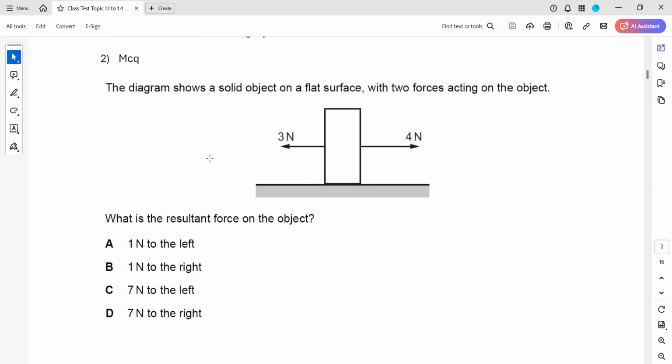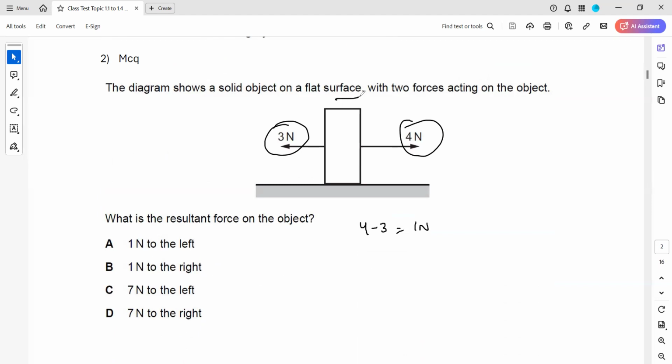The diagram shows a solid object on a flat surface. Two forces are acting. What is the resultant force? A 4 Newton force towards the right and a 3 Newton force towards the left. When two forces are acting in opposite directions, to find the resultant, we subtract them. So it will be 4 minus 3, which is equal to 1 Newton.